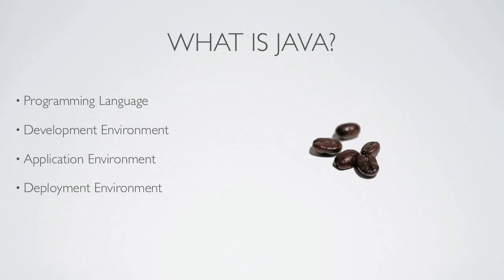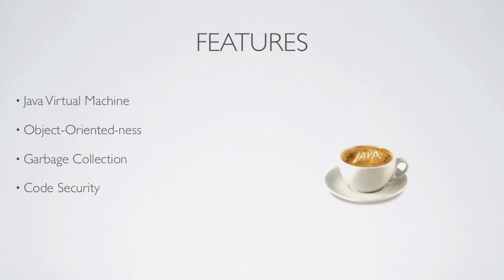All right, so what are some features of Java? We've hit on several of these already, but I wanted to highlight these one more time. Number one, the Java virtual machine. All right, this is the software architecture that runs Java programs.